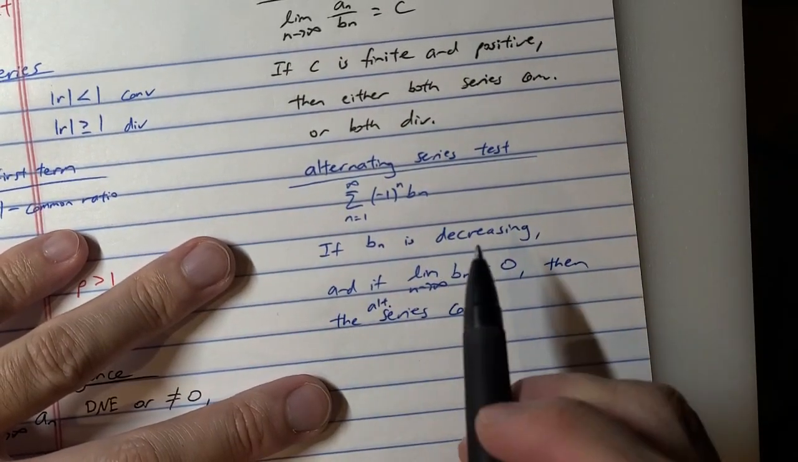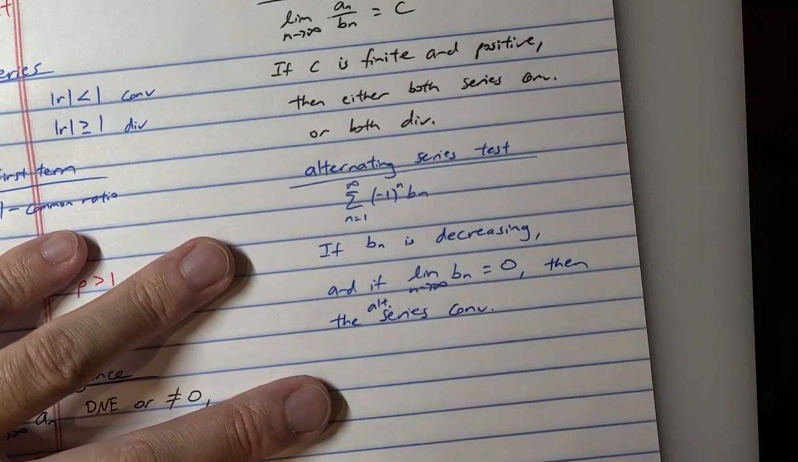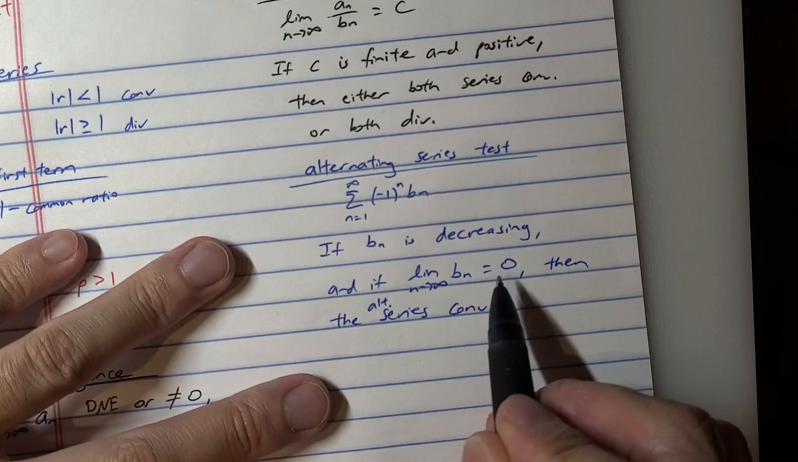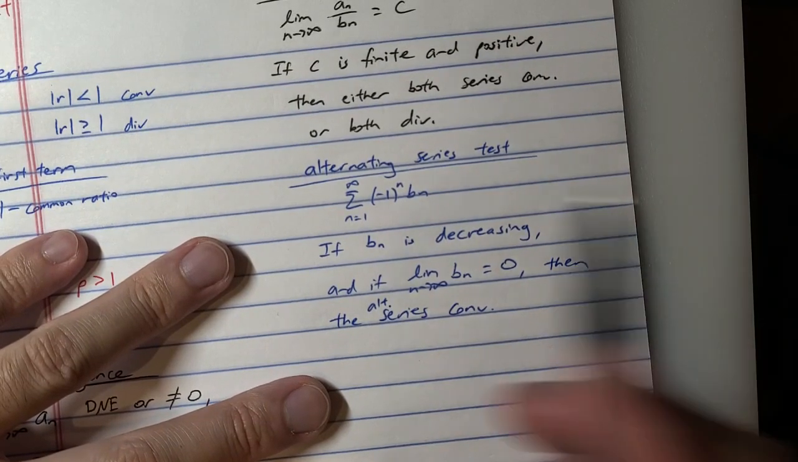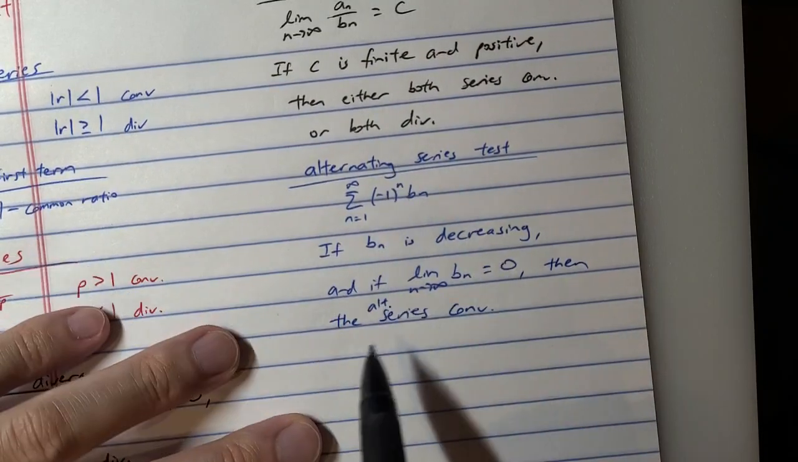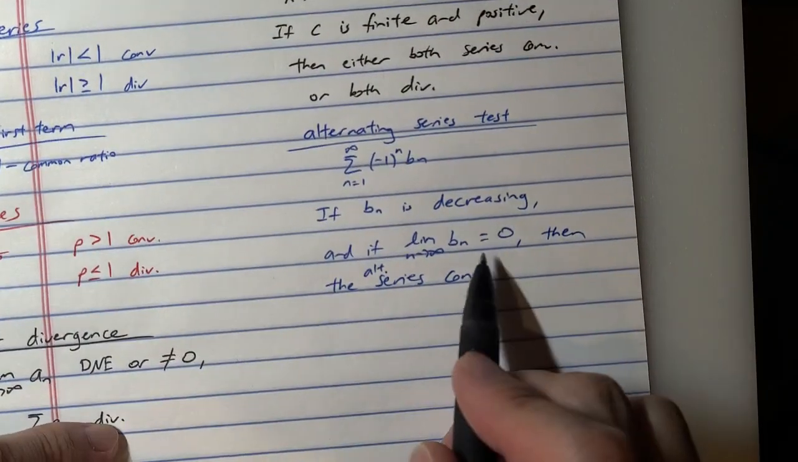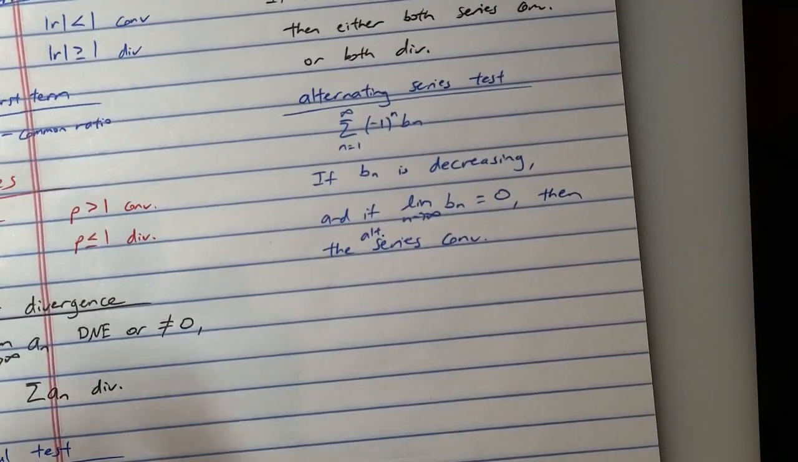The tricky part here is showing that it's decreasing, because this limit is usually easy to find. By the way, if it's not equal to 0, if it's equal to, for example, 1, then you can't use the alternating series test. Only if it equals 0 can we use the alternating series test conclusion. If the limit is not equal to 0, it doesn't tell us anything.